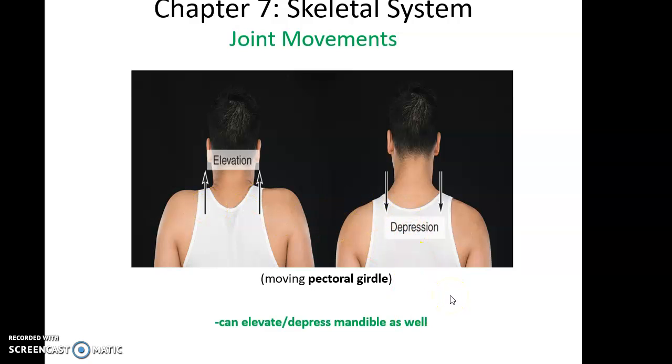This does not occur at the shoulder joint. Maybe some of you remember that. Also worth noting that you can elevate and depress the mandible, which of course allows us to do things like chew. All right, and that is it for Chapter 7.